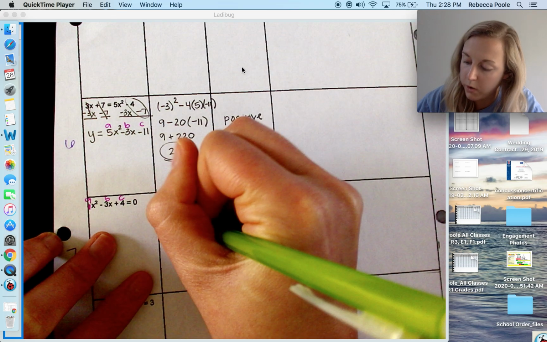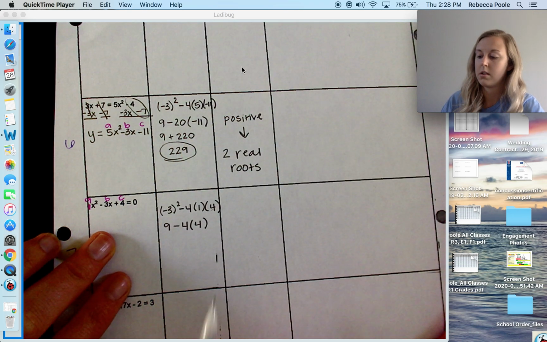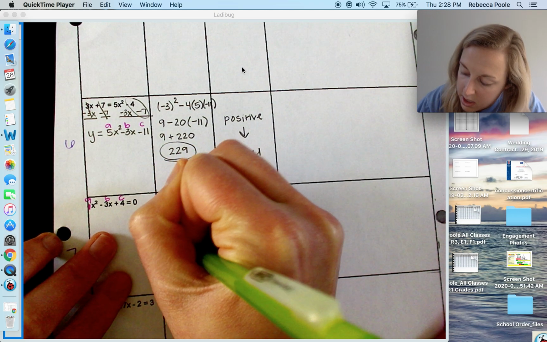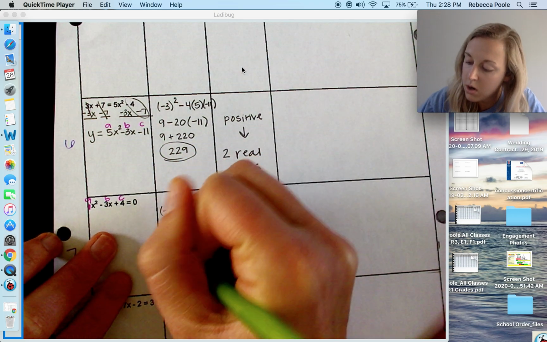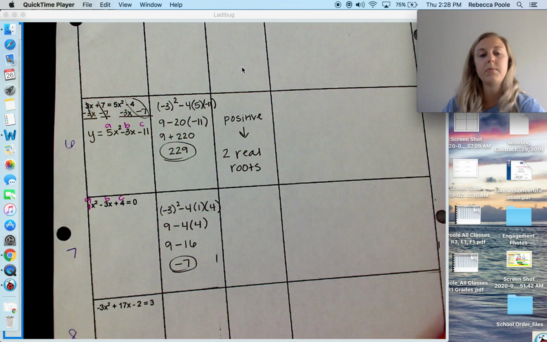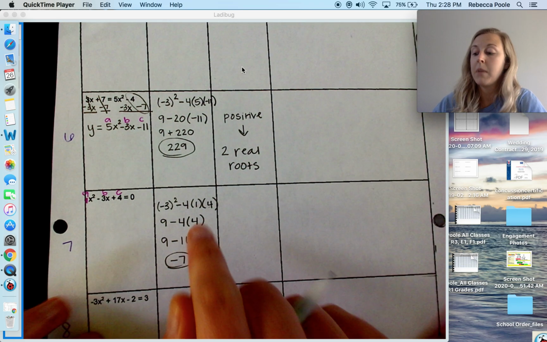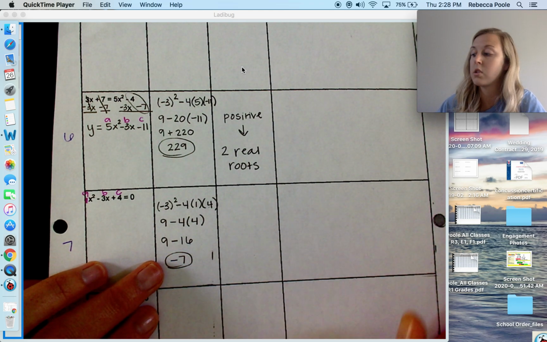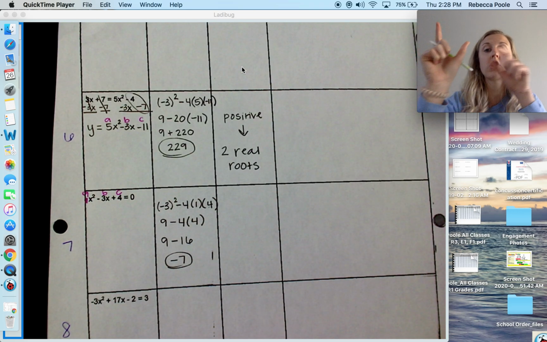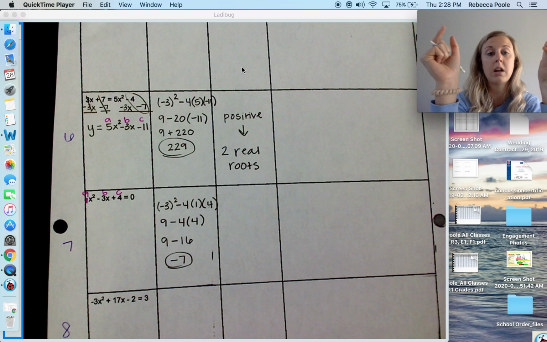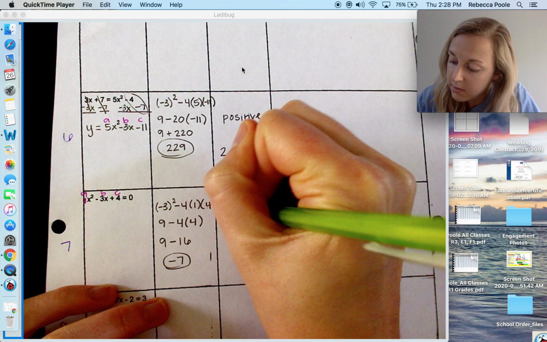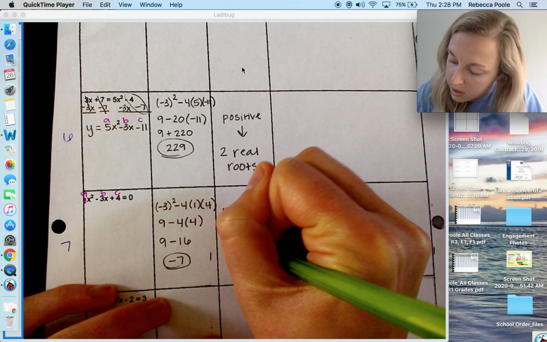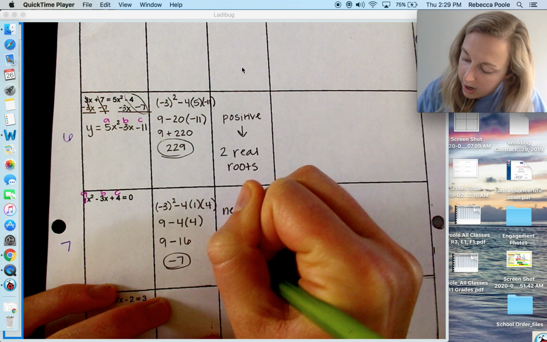And then we still have this 4, right? So negative 4 times 1 is negative 4. Times 4 is going to be negative 16. So this is 9 minus 16, which equals negative 7. Okay? So when I do my discriminant for number 7, we get a negative number. The discriminant is negative 7. So when you get a negative discriminant, remember that means your quadratic does not touch the x-axis at all. So when it's negative, if you look at the table that I made for you guys in those guided notes, we get 2 imaginary roots on our graph.